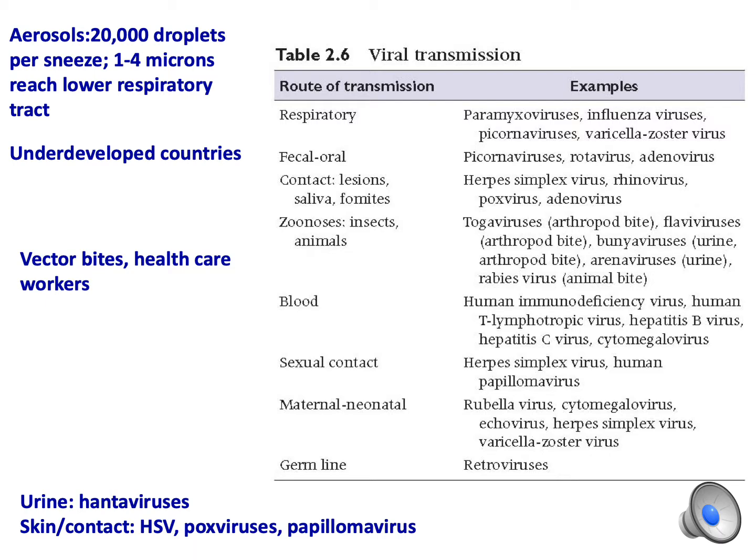Healthcare workers are often exposed to blood, and urine is important as a mode of transmission for viruses like hantaviruses. Semen is important as a mode of transmission for hepatitis B, herpes simplex, and HIV, and skin, obviously, for herpes simplex virus, pox viruses, and papilloma viruses.